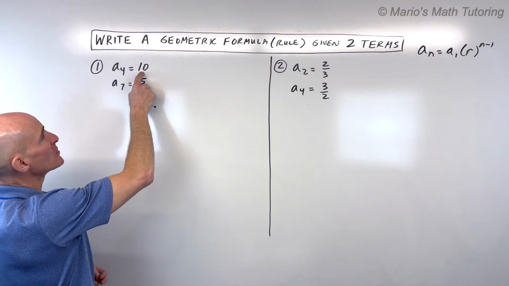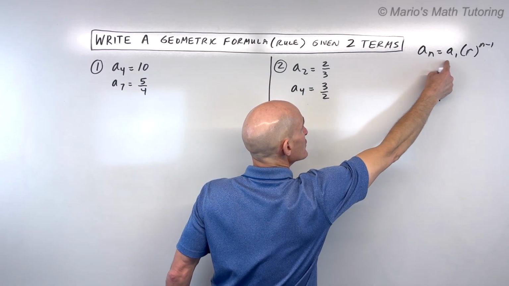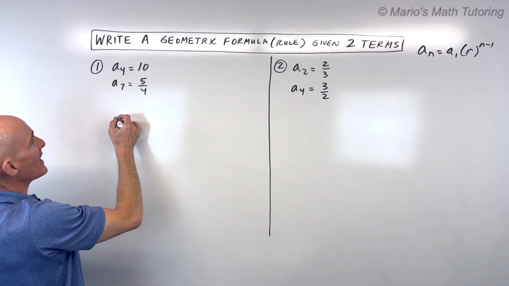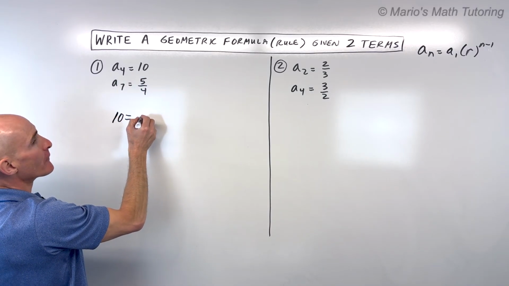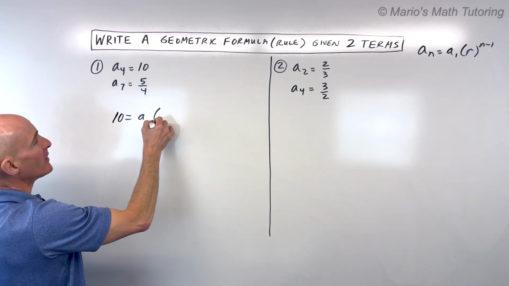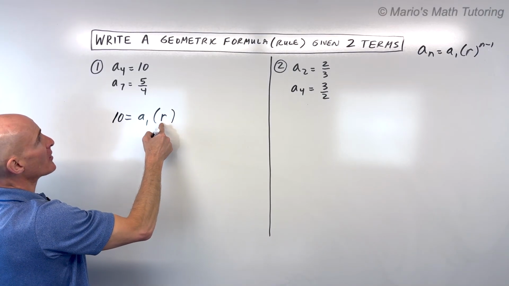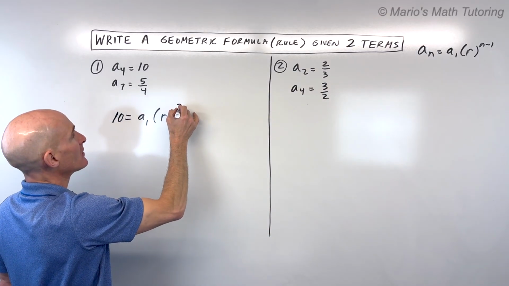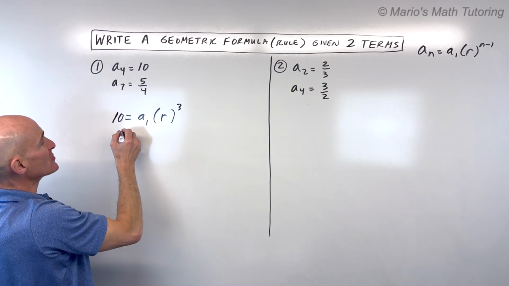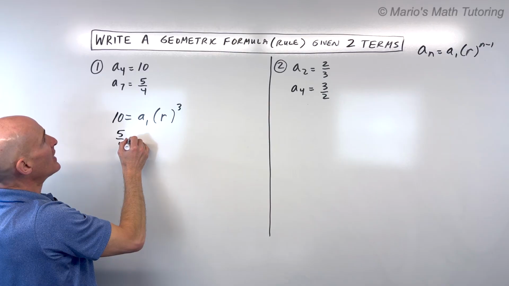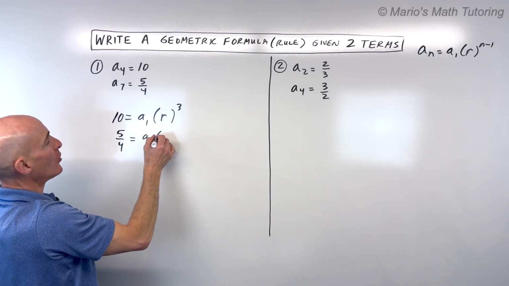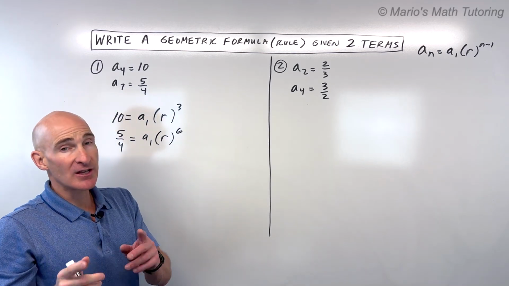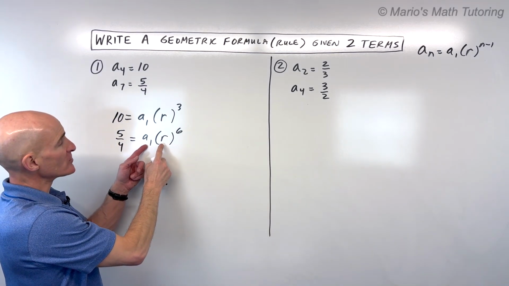So I'm going to go over here to our explicit formula for geometric sequences. Our fourth term is 10. Our first term we don't know, so we'll call it a sub 1. Our ratio we don't know, we'll just call it r. But 4 minus 1 gives us 3. We're going to do the same thing with the seventh term. So this is 5/4 equals a sub 1, which we don't know, the ratio, which we don't know, and 7 minus 1 is 6. So now we've got two equations, two variables, a1 and r.